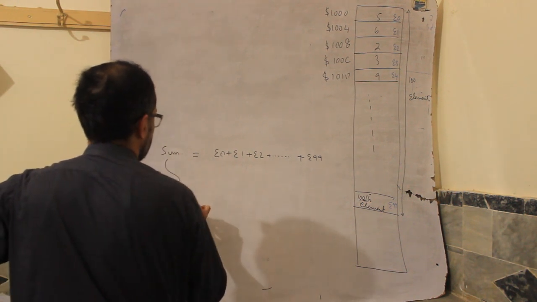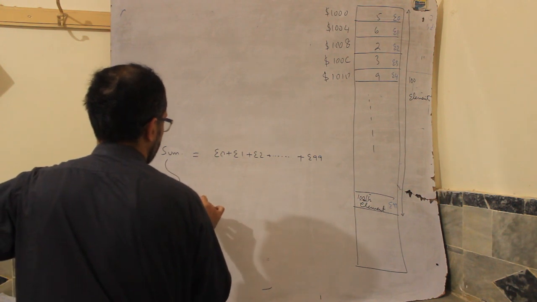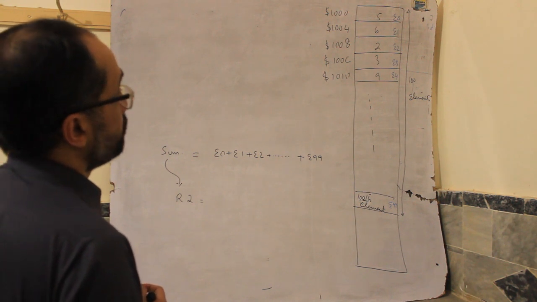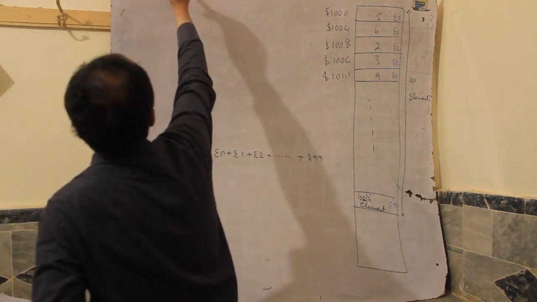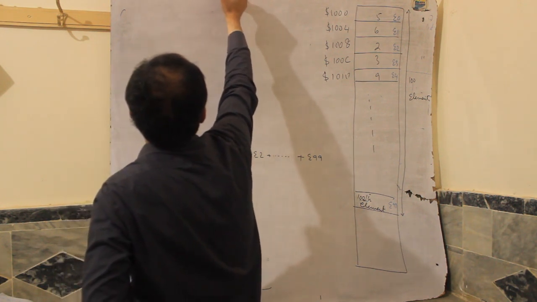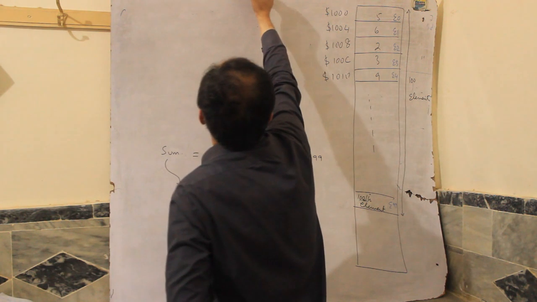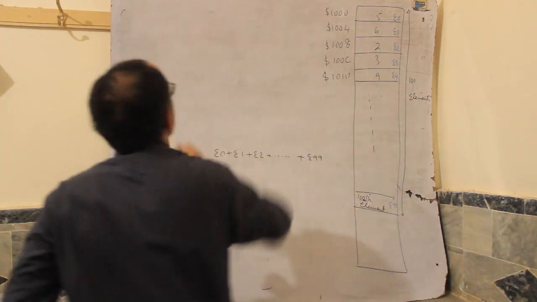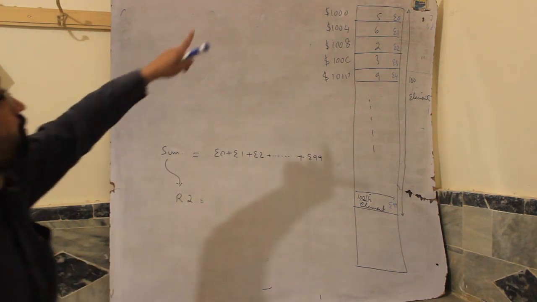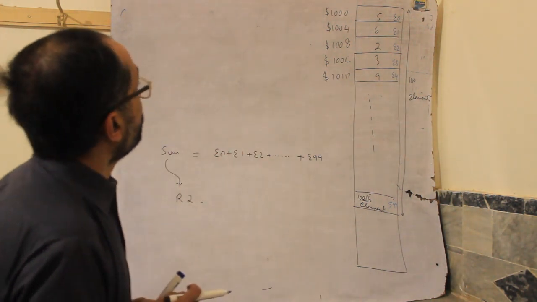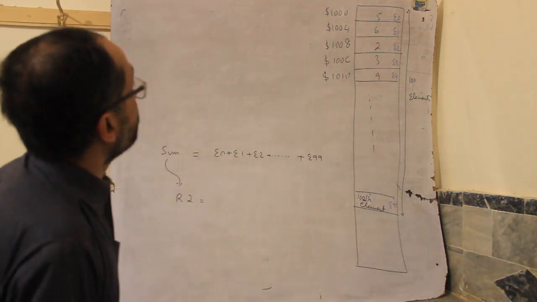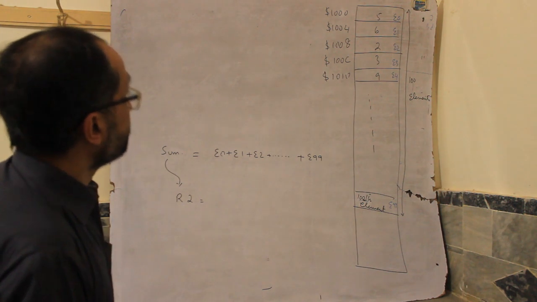So we have to store this sum into register R2. How can we write an assembly language program? First we can define a constant: count equals 100. So count is a mnemonic, a constant that has a value of 100, because we want the sum of 100 elements of the array.